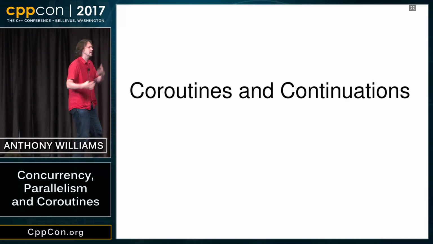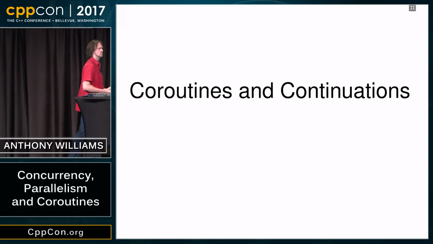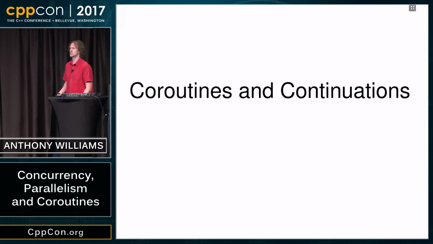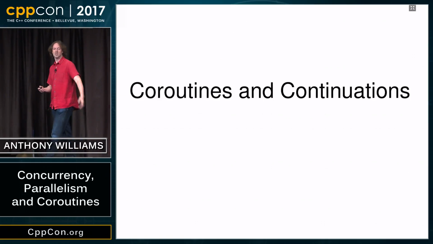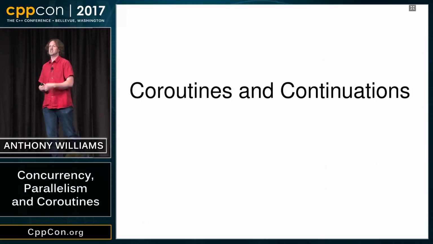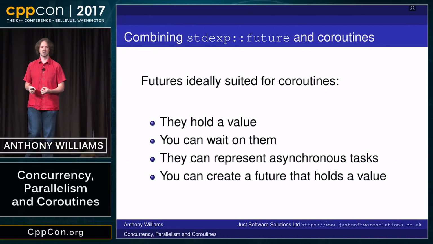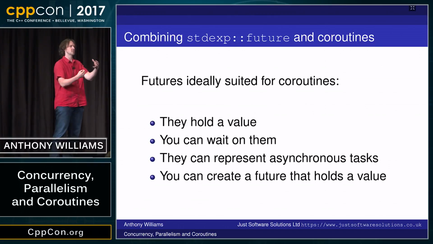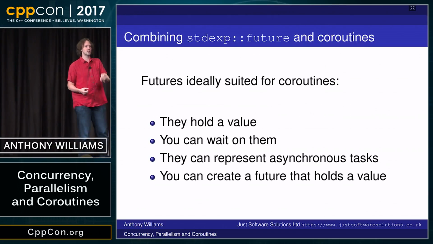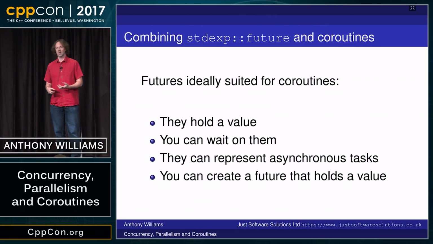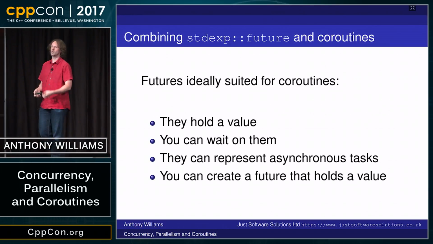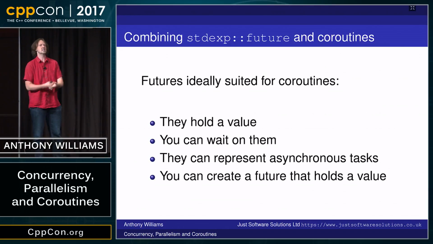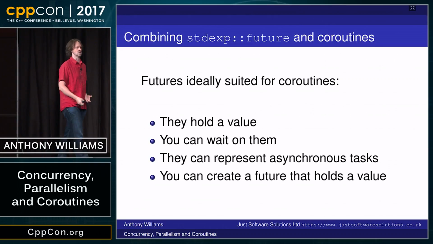Okay, so how does that relate to coroutines? We've got coroutines from the Coroutines TS. We've got continuations from the Concurrency TS. How does that work? Well, in some sense, futures are ideally suited for coroutines. They hold a value, which is going to be available at some point. You can already wait on them in normal code. They can represent asynchronous tasks. And you can create one already that directly holds a value. So these map very nicely to coroutines.